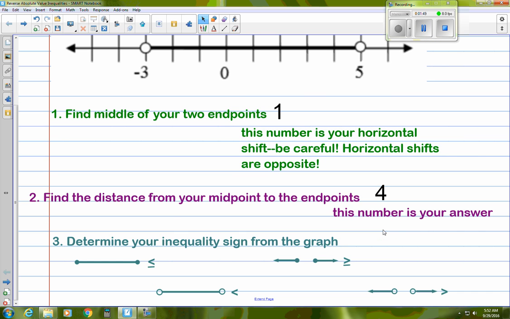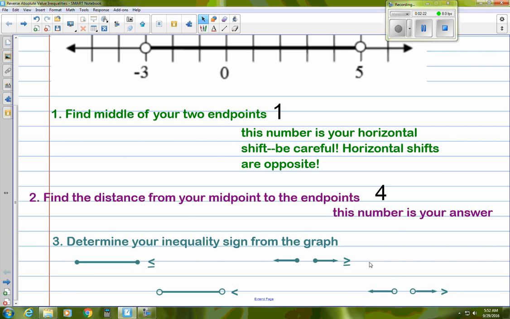And then finally, we determine which inequality we use based on the shape of the graph. So if we've got open circles and it looks kind of like a barbell with the graph in the middle, that would be a less than. If we have closed circles in a barbell, that would be a less than or equal to. If we have closed circles but arrows pointing out, that would be a greater than or equal to. And if we have open circles with arrows pointing out, that would be a greater than.